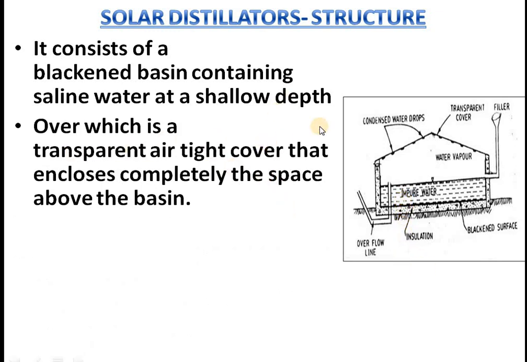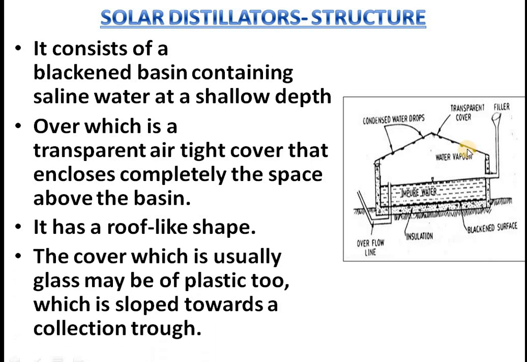And there is a transparent airtight cover, as I already indicated, usually made of glass. It is to allow all the solar radiation to enter into the basin. Its shape should be roof-like, sloped. Why is it sloped? Because when water vapor condenses on the bottom surface, it should come down and get collected in a trough. So for this purpose, it should be sloped and roof-like. That is why the structure is like that.